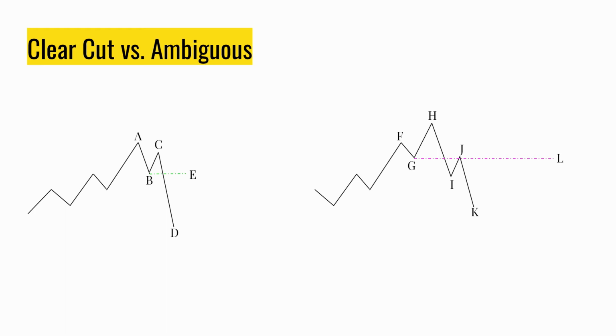Okay, first let's look at the graph on the left, which is also known as a failure swing. Using the Dow theory, we need to see if the stock makes a higher high and a higher low before buying the stock.